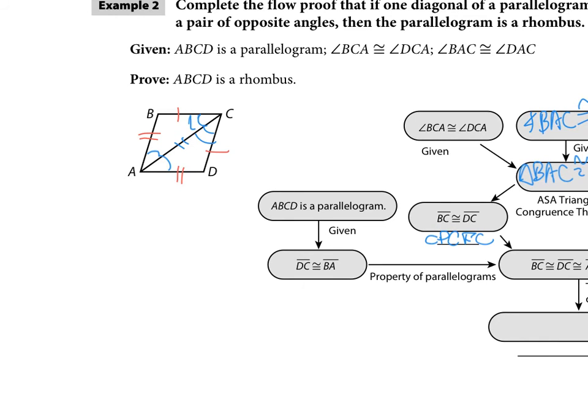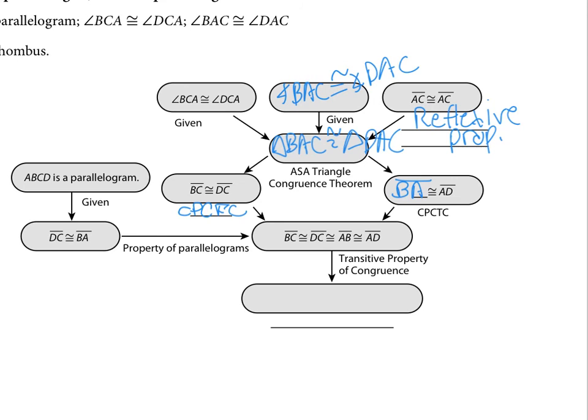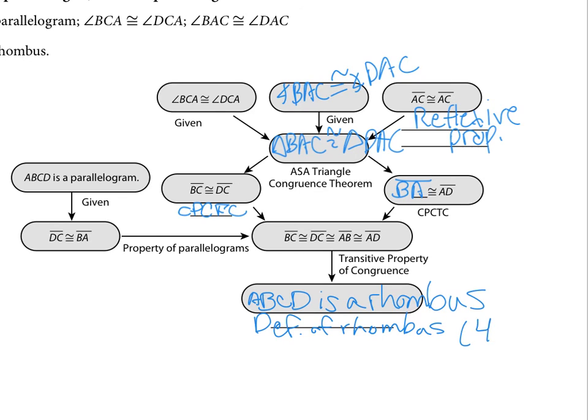Now, because it is a parallelogram, we know that the opposite sides, DC and BA, are congruent. So technically, each one of these sides actually has double tick marks on it because they're all the same. And so when all the side lengths are the same, with the transitive property, we can finally conclude that ABCD is a rhombus. Because remember, a rhombus is a parallelogram with four congruent sides. So that's by the definition of a rhombus, which has four congruent sides. And that's the end of that flowchart proof.